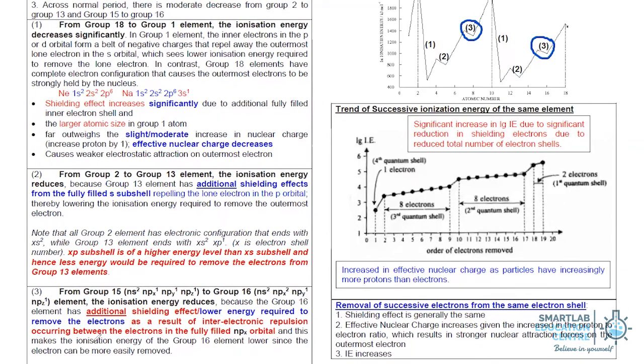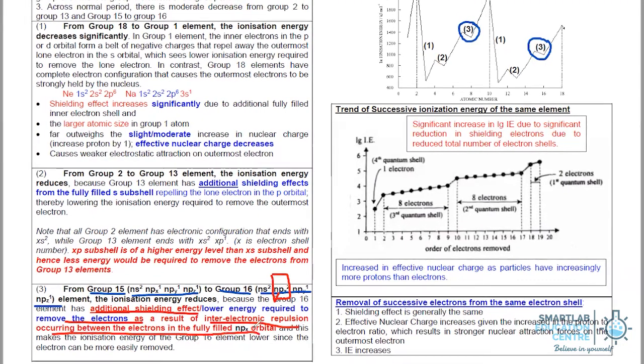With that, we take a look at the second anomaly, which is illustrated on the graph as point 3. Point 3 itself occurs from group 15 to 16. By looking at the electronic configuration at the orbital level, you are definitely able to recognize the fact that one of the npx2 orbitals is fully filled now. When you look at the element in group 16, when they are fully filled, you will get additional shielding effect, which means less energy is now required to remove the electrons as a result of the inter-electronic repulsion that occurs between the electrons in the fully filled npx orbital.